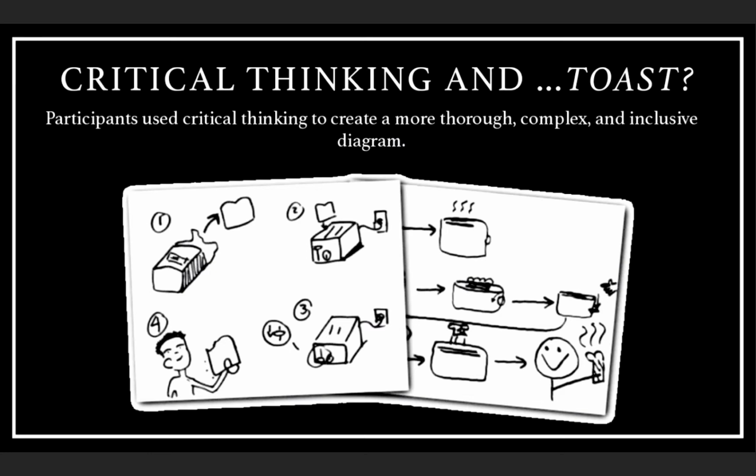Okay, so welcome back. So what I want to talk about now is how critical thinking was used in the example that our speaker in the video talked about. Participants in his group really used critical thinking to come together to create a more thorough, complex, and inclusive diagram. They started out by putting down their own thoughts on how you make toast, and what they were asked to do was come together as a group to create one diagram that represents everybody.